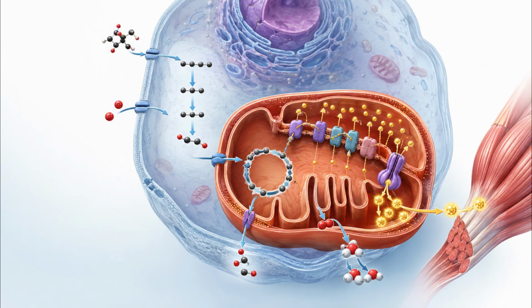Before moving to the next lesson, consider this question. How might a change in membrane transport or ATP production affect the ability of a skeletal muscle to contract and relax?